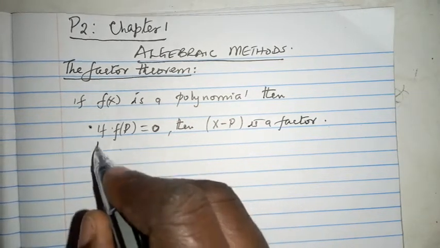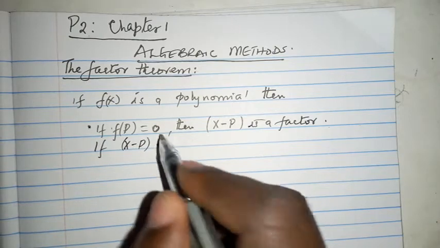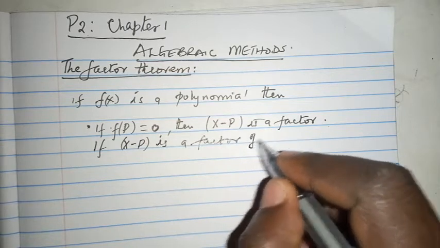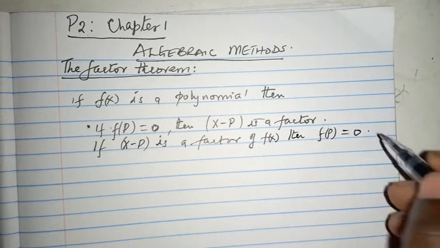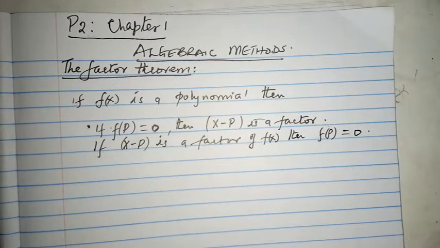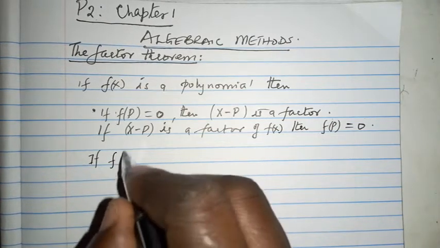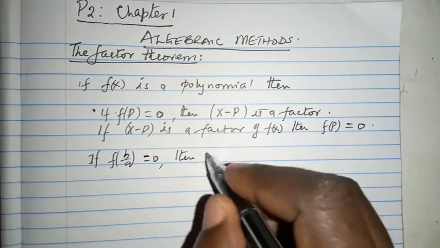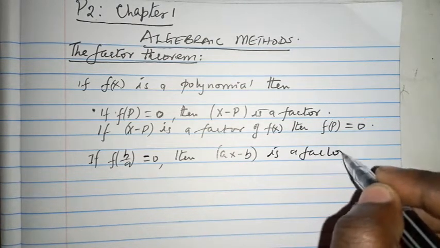We can even put it in a different way. If x minus p is a factor of f(x), then f(p) itself is equal to 0. It's just like what you've said. And in a different way, we're saying that if f(b over a) is 0, then ax minus b is a factor. We're going to explain all this.